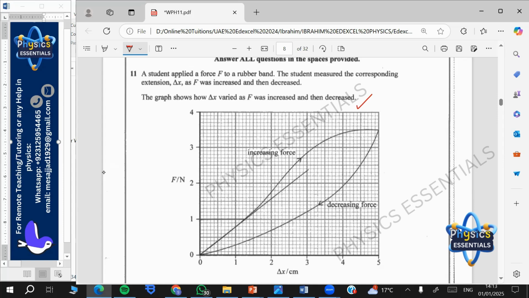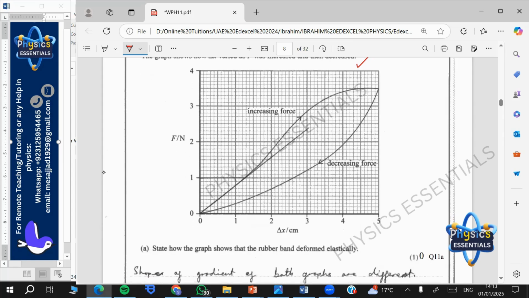So they're saying a student applied a force F to the rubber band. The student measured the corresponding extension delta x as F was increased and then decreased. The graph shows how delta x varied as F was increased and then decreased. So this is actually your extension, right? On the y-axis you have force, and on the x-axis you have extension. So if you find out the area, the area will equal F into delta x.